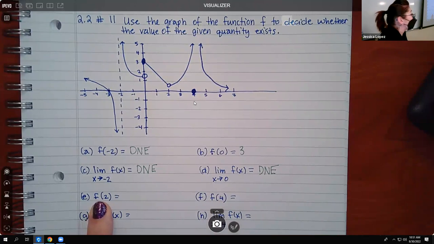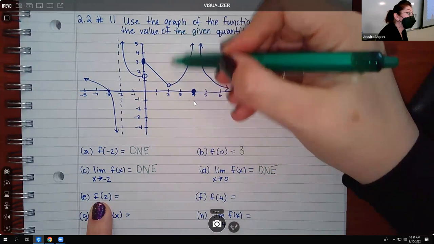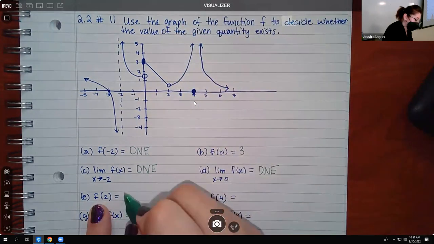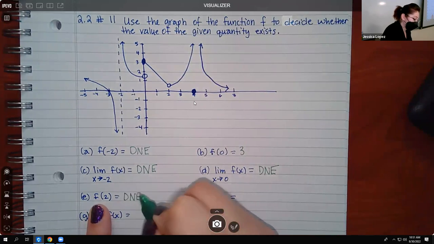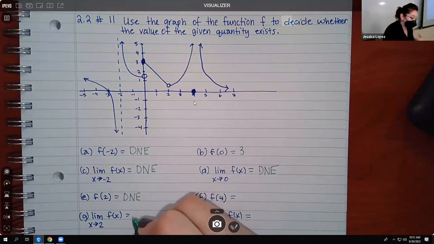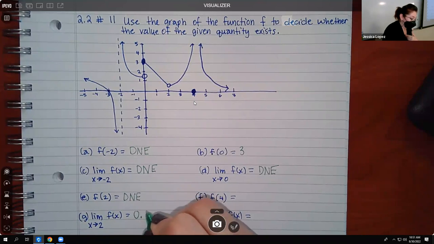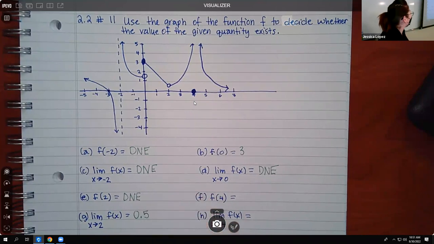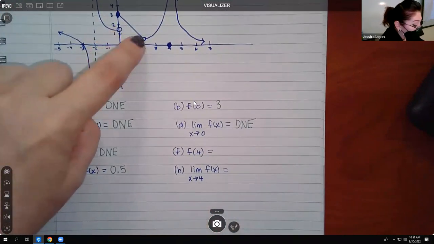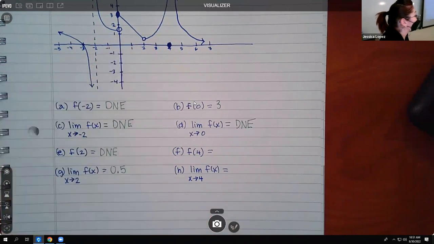Right, it's not defined. Is there a solid dot anywhere in the line of x equal to 2? No solid dot, right? So this point does not exist. Good. What about the limit as x approaches 2? About 0.5, yeah, that's a good guess. Again, mine's not on graph paper, right? So it's not obvious. On the computer, it's a little bit more defined. But yes, that is correct. Both sides were going to the same spot, weren't they? And that y value was about a half.